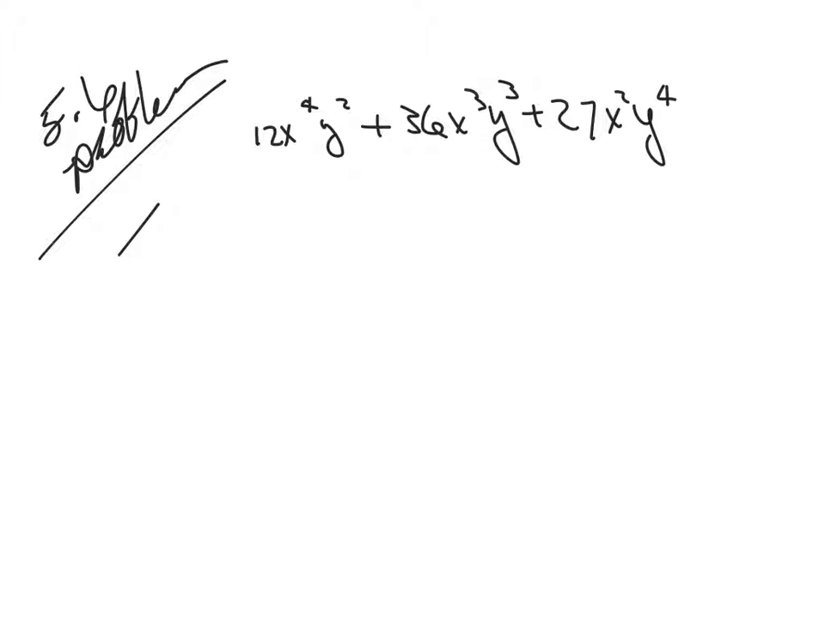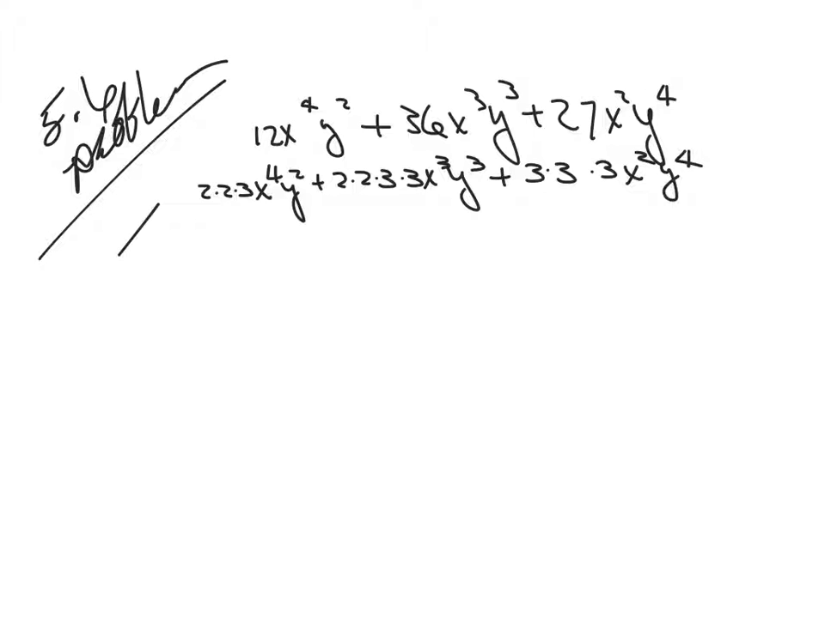Alright, first thing we're going to do is see if there's anything we can factor. So 2 times 2 times 3 x to the fourth y squared plus 2 times 2 times 3 times 3x cubed y cubed plus 3 times 3 times 3x squared y to the fourth. What do I have common here, here, and here? I don't have any 2's here at all, so I can't pull a 2 out. I have 3's: 2 there and 3 there, but I can only pull one of them out.